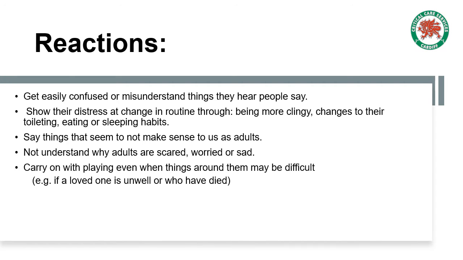In terms of typical reactions, young children may become easily confused or misunderstand things that they hear people say. They may show their distress at change in routine through being more clingy, or changes to their toileting, eating, or sleeping habits. They may say things that seem to not make sense to us as adults. They may not understand why adults are scared, worried, or sad, as it's difficult at that age for young children to have that sort of awareness of other people's emotions.